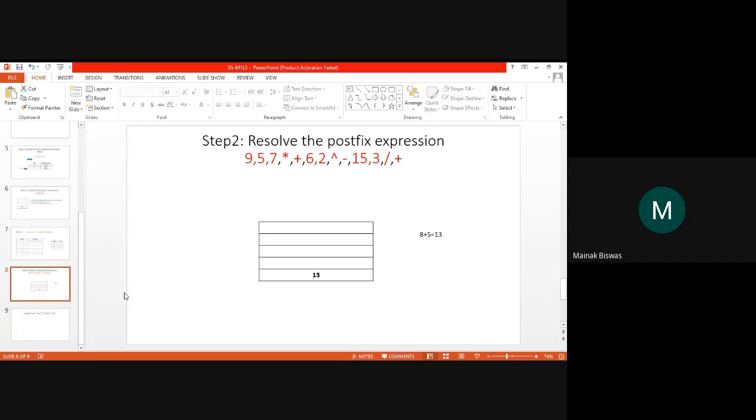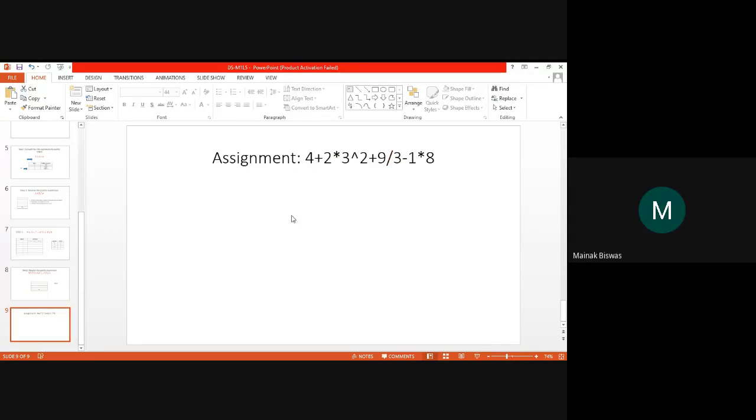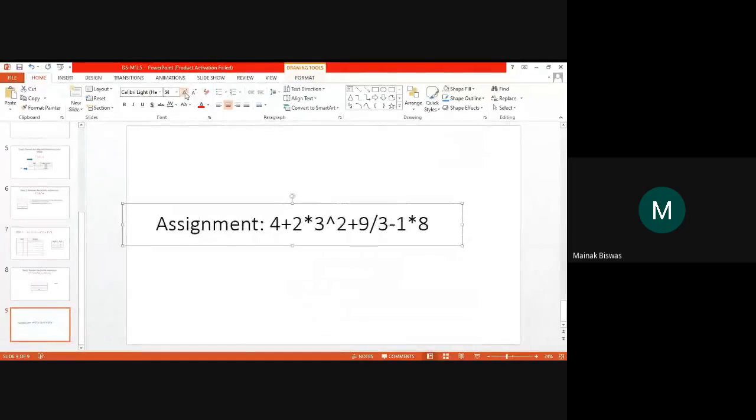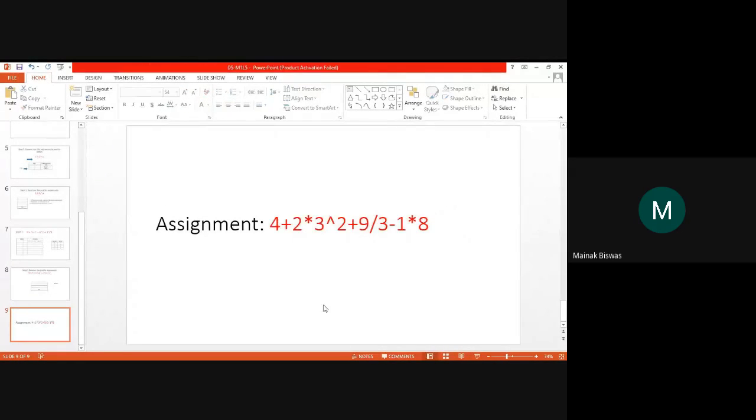Any questions? Sir, can you just show the assignment question once again? Take a screenshot. Okay, I'll create one of the tables for this one, so you can resolve this one. But you have to show me step by step. You have to draw the table, draw the stack, and for each and every step, you have to draw a separate table.